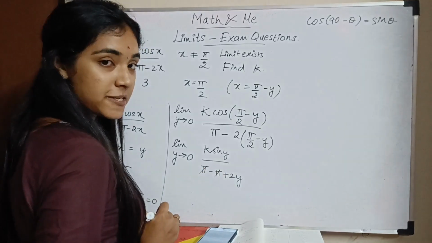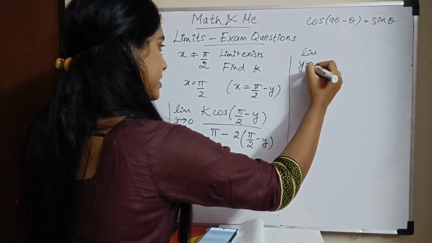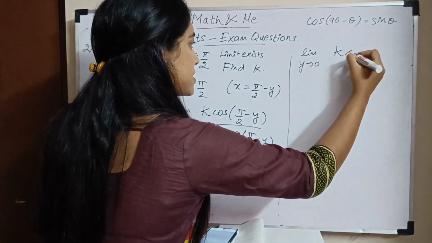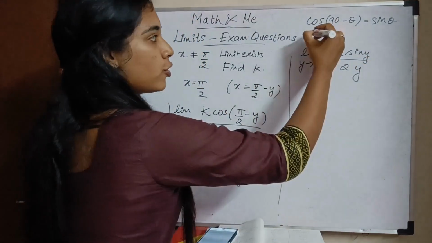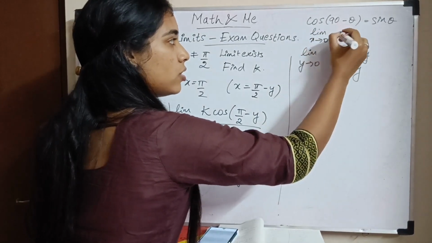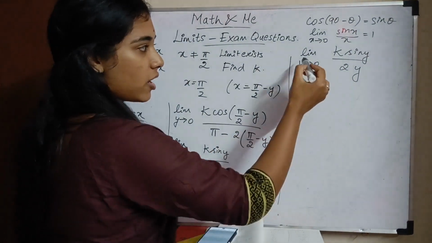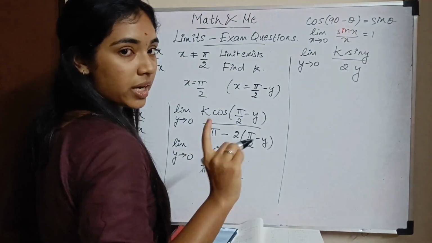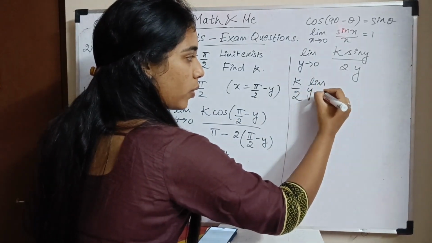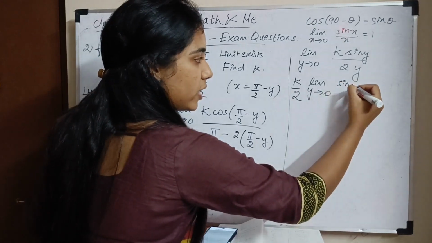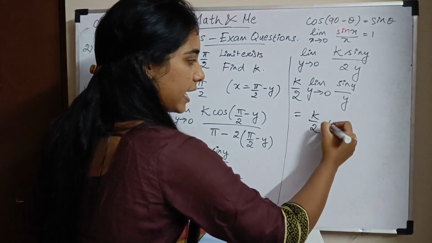Will the pi also go? Pi minus pi is 0. So what do you have? Next step, limit y tends to 0, k times sin y divided by 2y. So what do you know? Limit x tends to 0, sin x divided by x is nothing but 1. So using that, limit y tends to 0, sin y by y will become 1. So I'm going to take the constant outside, k by 2, limit y tends to 0, sin y divided by y. So this will become 1. So your final answer is k by 2.